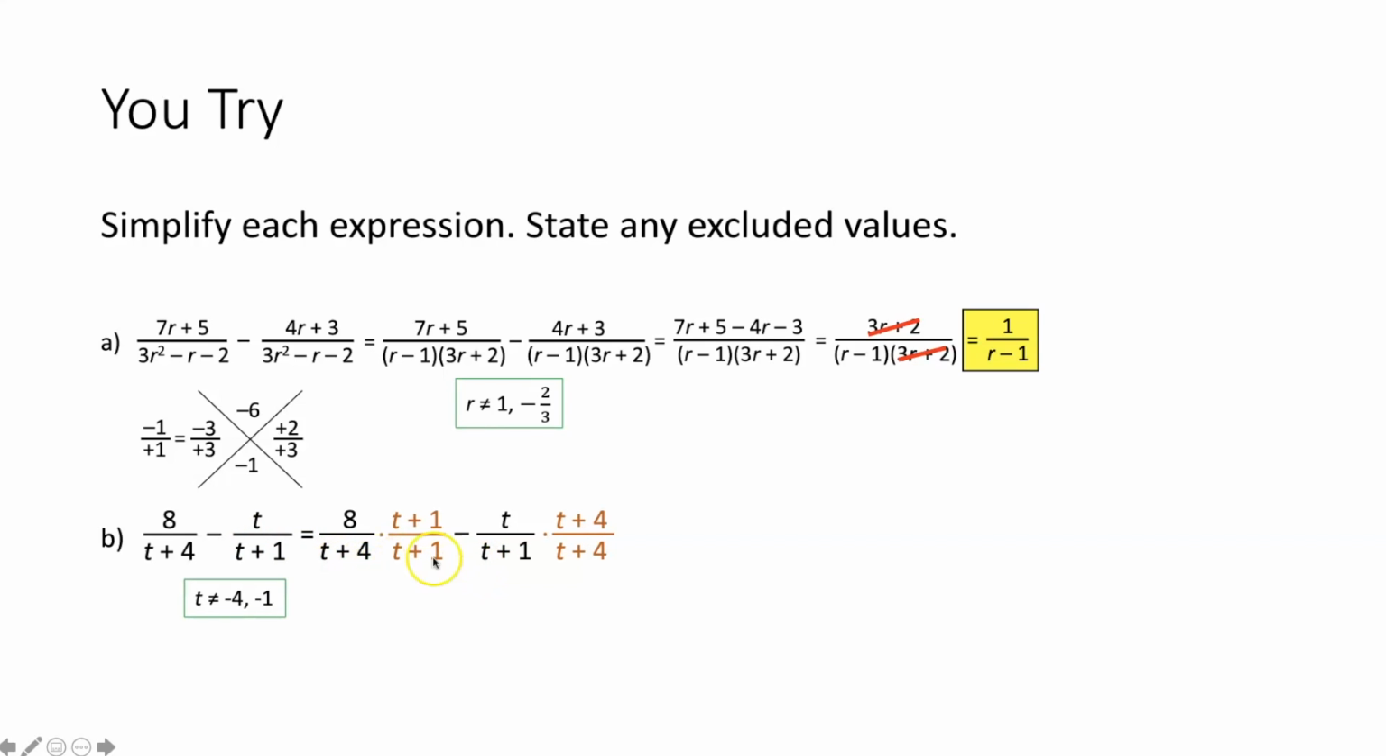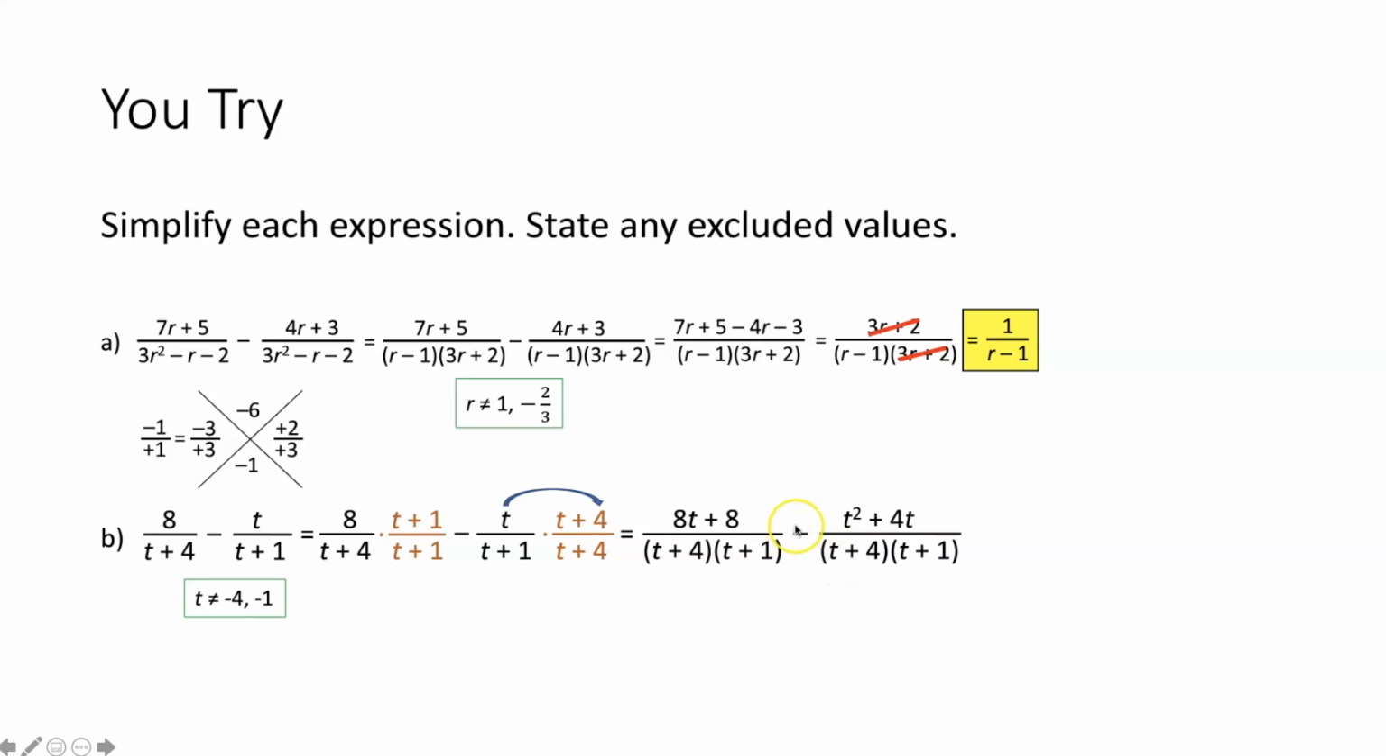Now, in our denominator, we're going to leave that factored out. But in our numerator, we're going to distribute the 8 to the t and to the 1. And we end up getting 8t plus 8. We're going to write minus and then distribute that t to the t and to the 4. So we end up getting t squared plus 4t. Now that each fraction has a common denominator, we can move on to step 4, which is to subtract our numerators and put that all over our common denominator.